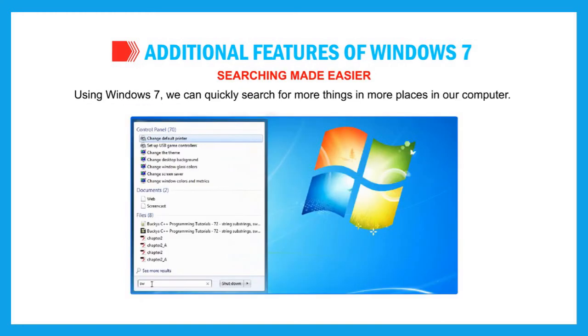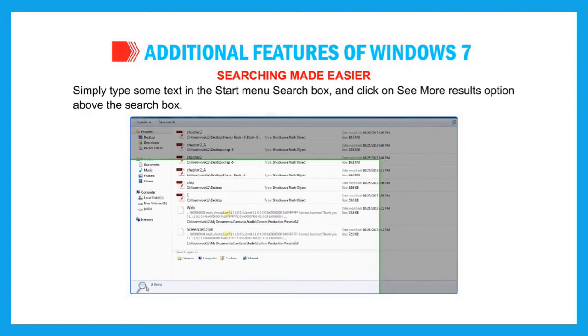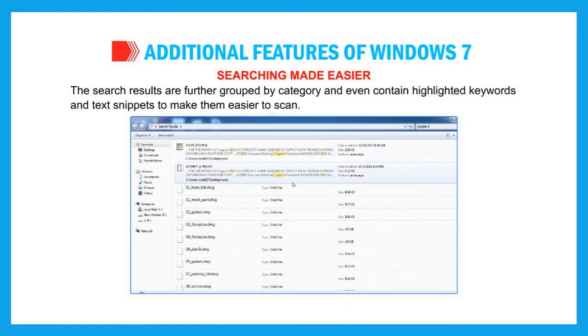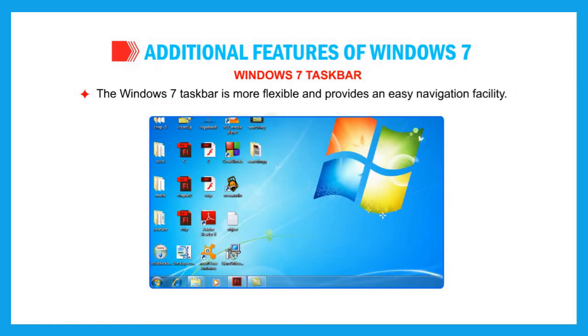Next is Searching Made Easier. Windows 7 allows us to quickly search for more things in more places in our computer. Simply type some text in the Start menu search box and click on the See More Results option above the search box. You will immediately see a list of relevant documents, pictures, music, and email on your PC. The search results are further grouped by category and even contain highlighted keywords and text snippets to make them easier to scan.